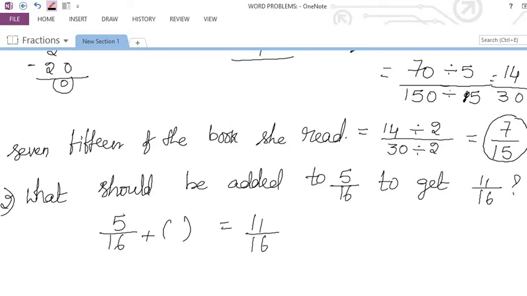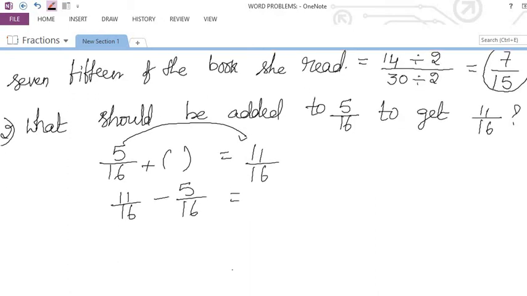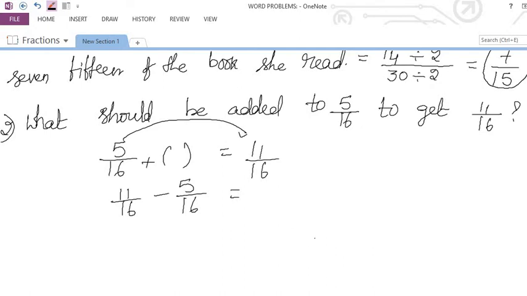So what we will do, this should go to the opposite side, it will become subtraction. 11 by 16 minus 5 by 16. So how much will it be? We all know that in subtraction or addition of fractions, if the denominator is the same, just simply subtract the numerators. What are the numerators here? 11 and 5. How much is 11 minus 5? Yes, 6 by 16.